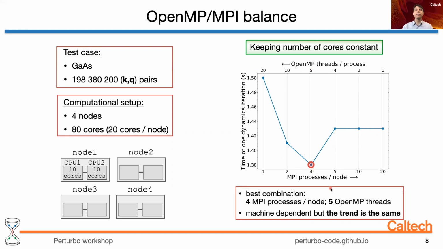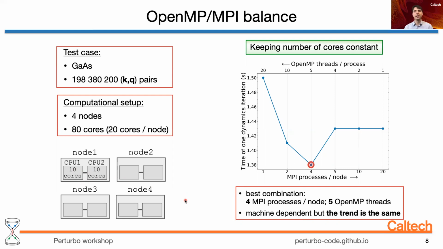And this result is, of course, machine dependent. So it depends on the architecture, so how many sockets are in each node and how many cores, and how efficient is the communication between the cores and between the sockets, etc. So it depends on many factors. But the trend would be the same on your machines as well.